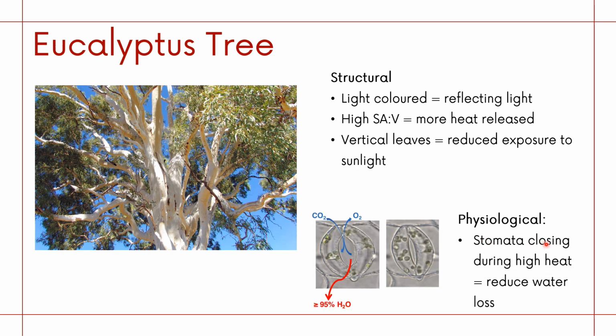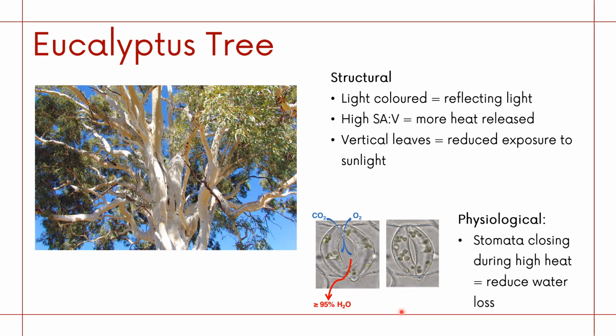A physiological adaptation, again, physiological adaptations relate to biological functioning. So if we remember, in leaves there are stomata, the pores in the surface of the leaf that exchange gases and water vapor. So when it is hot, this tree is obviously not going to want to release as much water into the environment. It will need to conserve that water. And the way that it does that is by closing the stomata.